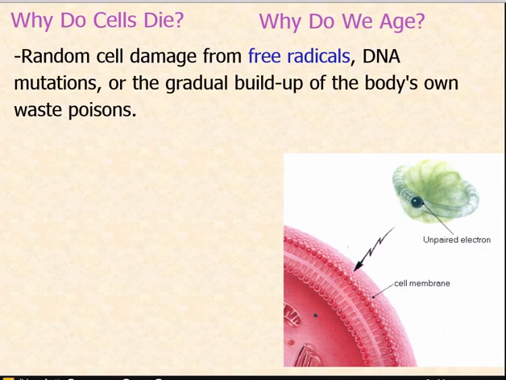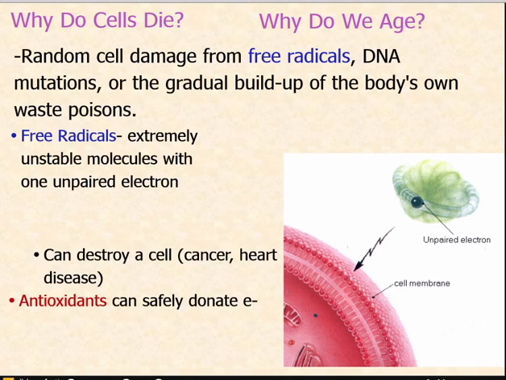So one of the questions about why we age, one of the theories is that we build up over time random cell damage from something called free radicals, but also DNA mutations or the gradual buildup of the body's own waste poisons. What are free radicals? I'm not going to go into the details now, but just be aware that free radicals are extremely unstable molecules with one unpaired electron, and they go tearing through our bodies.